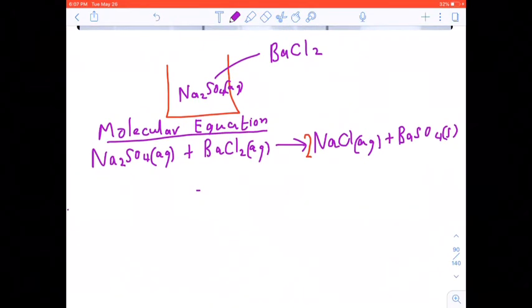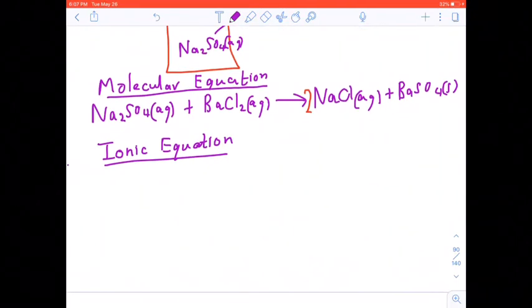But what would our ionic equation be for this, where we show it in the form of ions? Ionic equation, right? Which would mean we break up sodium sulfate into its ions. So we know Na is plus, but we got 2 of it. So it's 2Na+ aqueous plus SO4 2- aqueous.